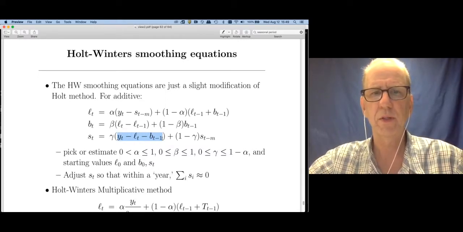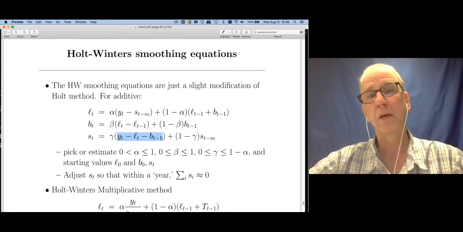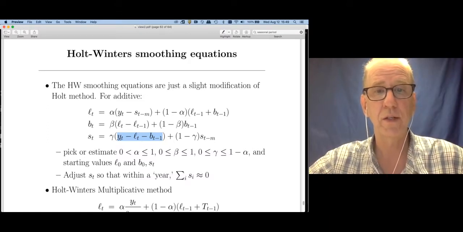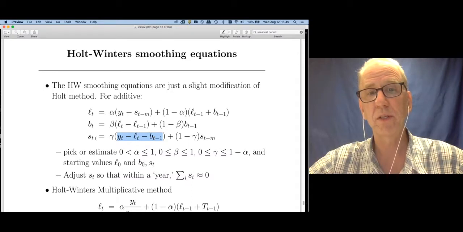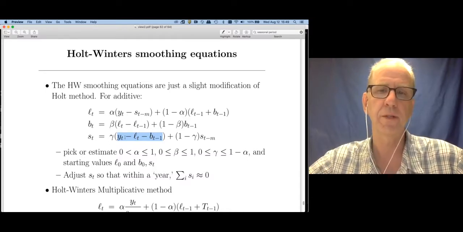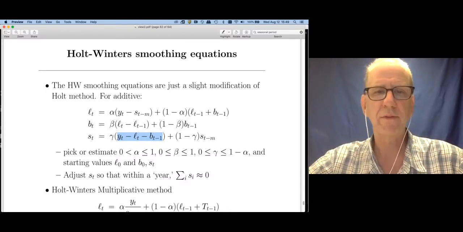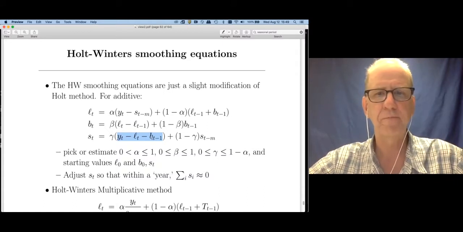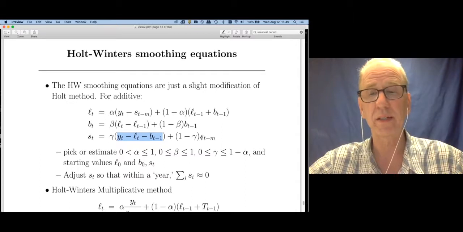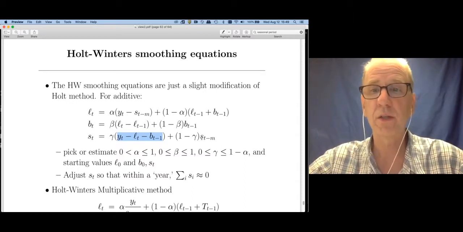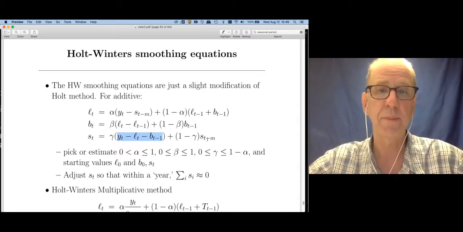So the way to think about this is, with additive data, my observed data is just where I'm at plus the slope plus the seasonal effect. So if I get rid of the where I'm at, the level and the trend, I'm just left with the seasonal part. So think of this as the current seasonal effect, and that gets weight gamma, and then 1 minus gamma is the amount of weight that I give to all the seasonal effects for this period up until now.